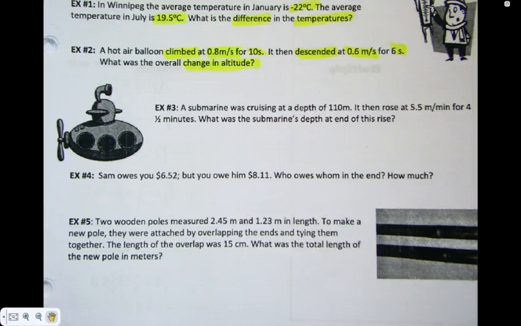Now in read to read, this is what your brain should be doing. A submarine was cruising at the depth of something something. If it rose at blah blah blah minutes, what was the submarine's depth at the end of the rise? And that's pretty much what happens in books, we skip over certain things, and that's okay on read to read, because what your brain is doing is what?